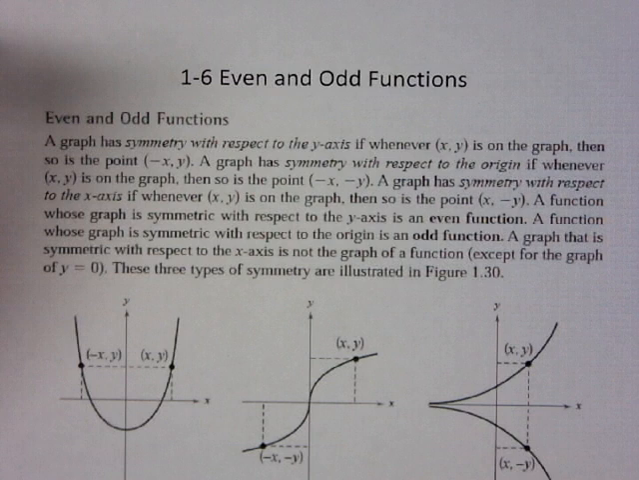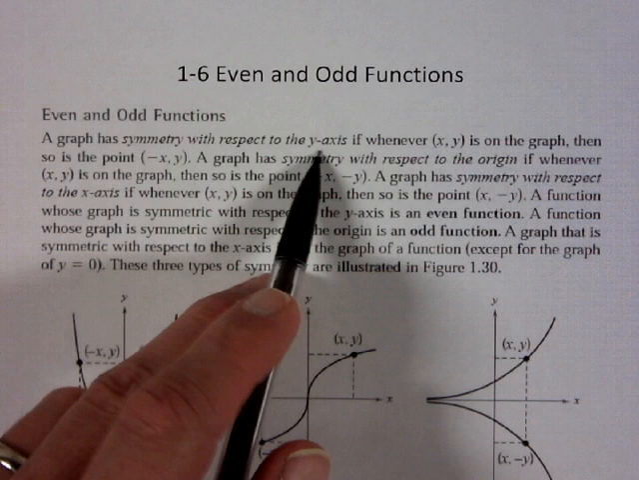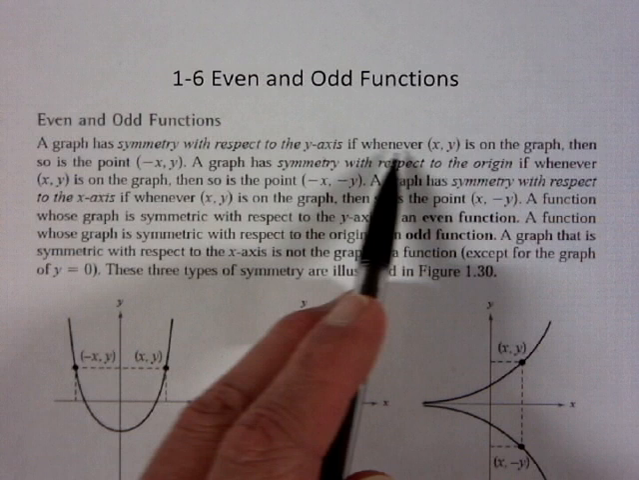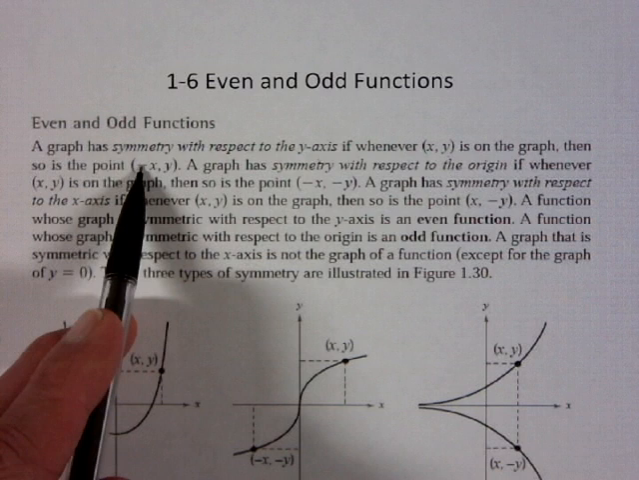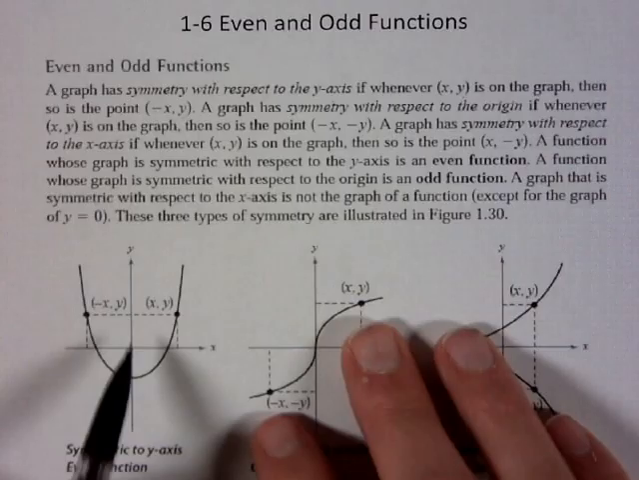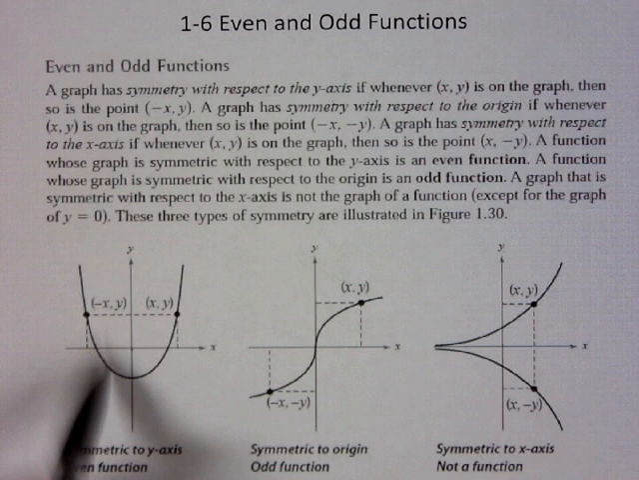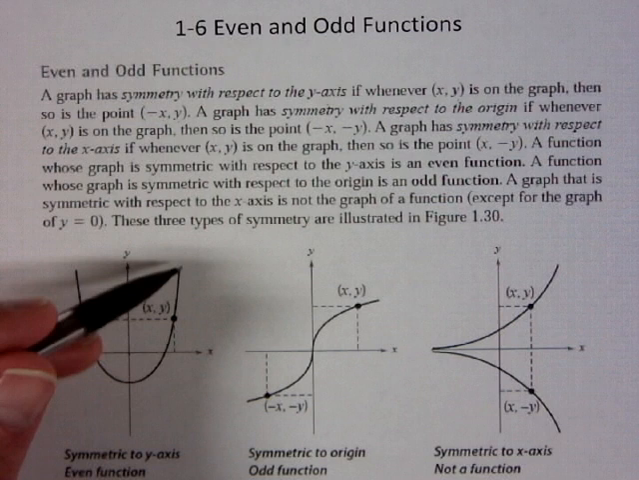All right, so let's talk about symmetry with respect to the y-axis. Let's review what it means. In order to be symmetric with the y-axis, whenever x, y is on the graph, then the point negative x, y is also on the graph. Looking at the diagram, if x, y is on the graph, then negative x, y also has to be on the graph, for every point. If that's the case, then the graph is symmetrical through the y-axis like this.